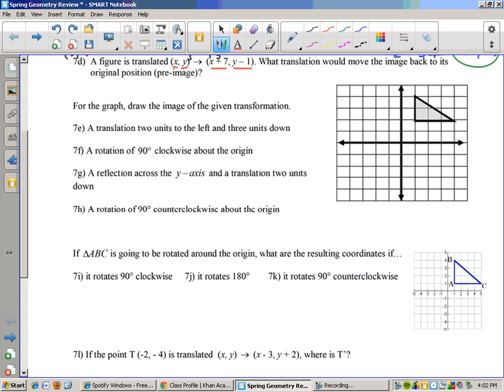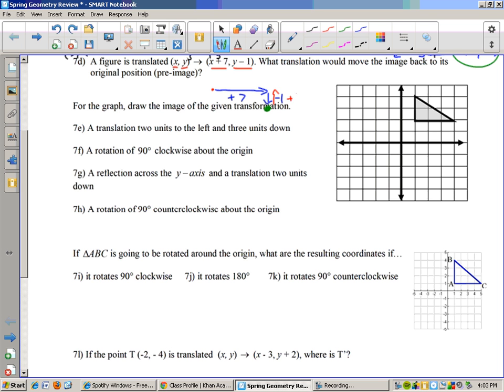So if I take a point and I add 7 to the x and I subtract 1 from the y and I get the new point, then how do I get back? Well, how do I get back to its original position?